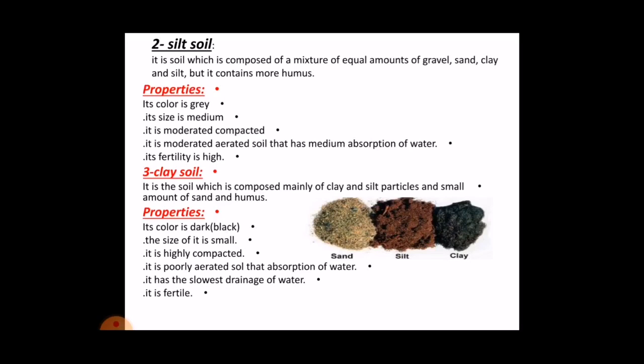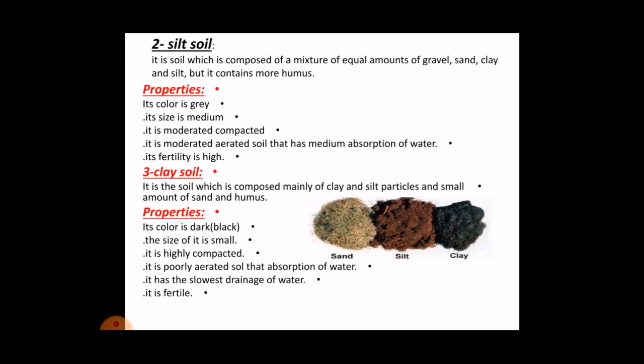Its properties: its color is gray, its size is medium, it is moderately compacted. It is moderately aerated soil that has medium absorption of water. Its fertility is high. Number 3, clay soil.